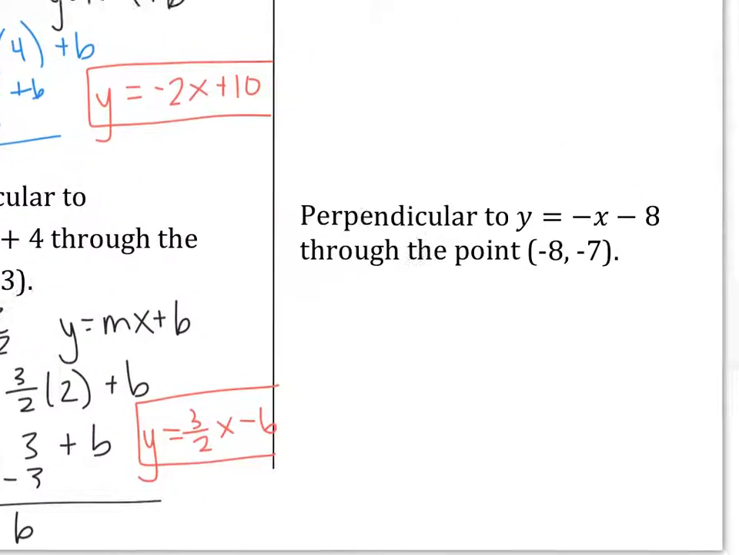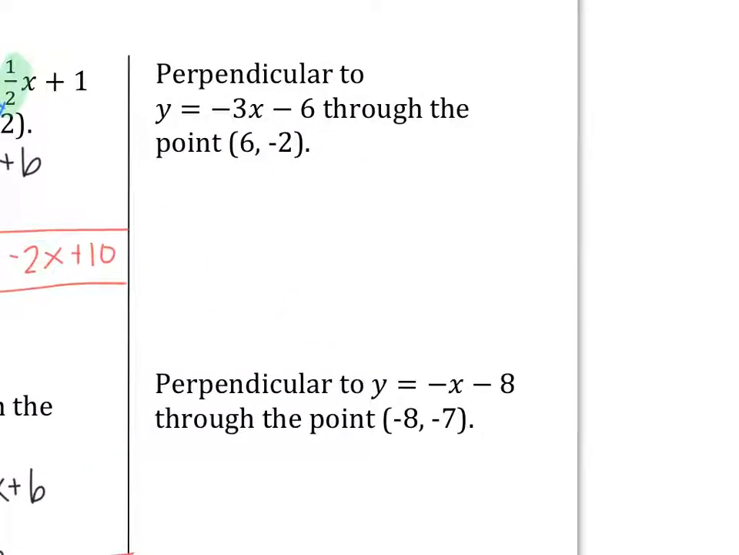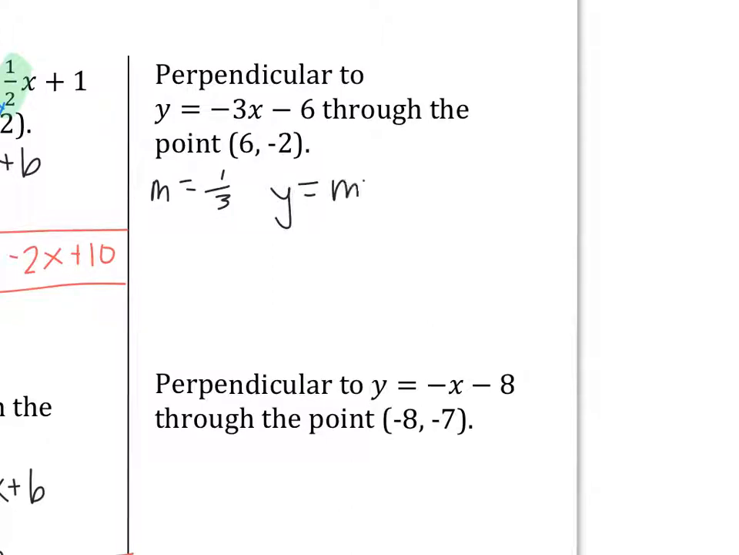Okay, let's get the example up here. So perpendicular to y equals negative 3x minus 6 through the point (6, 2). So m would be 1/3. And then into y equals mx plus b, I have negative 2 equals 1/3 times 6 plus b.